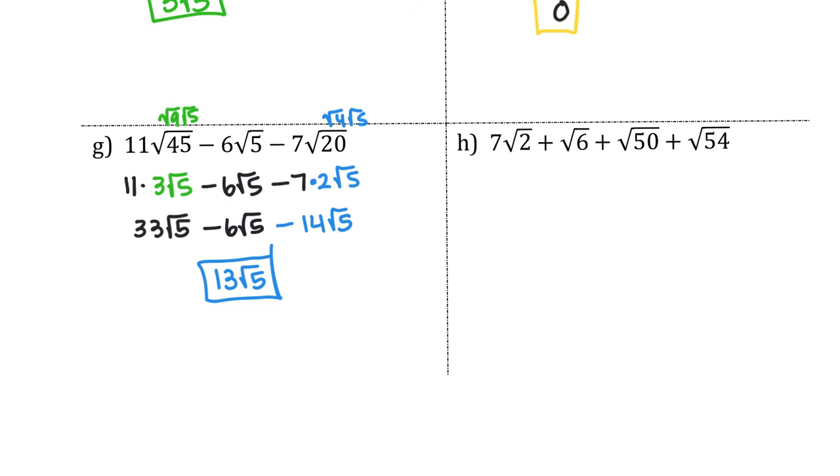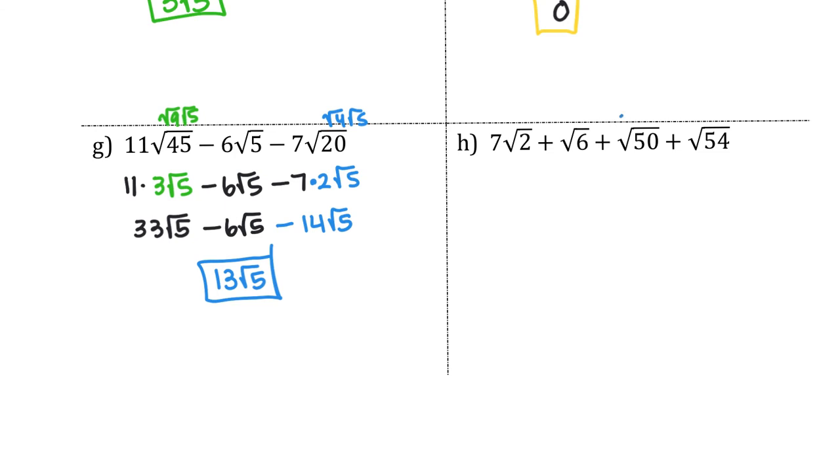Okay, let's look at the last one. I have 7 square root 2, positive square root 6, square root 50, and square root 54. And again, nothing matches. Now 2 is 2 times 1. I can't do anything with that. Let me consider 6. I could do 3 times 2, but neither of those are perfect squares, so that's not helpful either. Let's try 50.